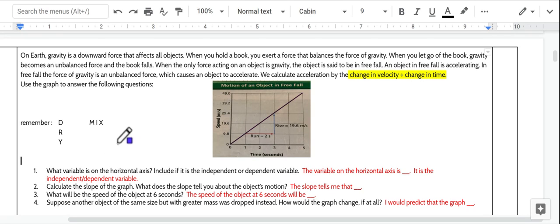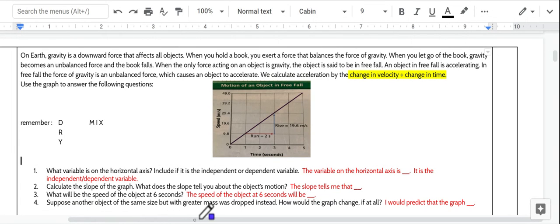Now, before I go any further, I want you to look over here. I put in remember DRY MIX. D is dependent, responding, y-axis, and the M is for manipulated, or I is independent, x-axis. There's your little hint. Number 2 says calculate the slope of the graph.